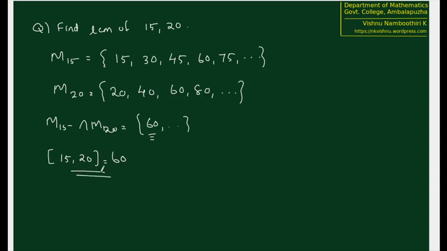We can find the LCM of two integers easily by the prime factorization, the canonical decomposition, because of the following reason. Finding LCM using canonical decomposition.